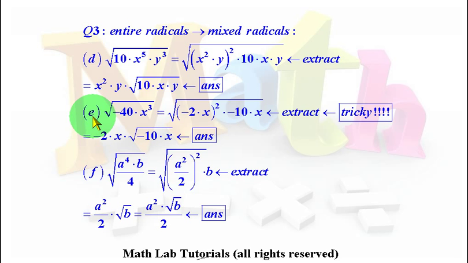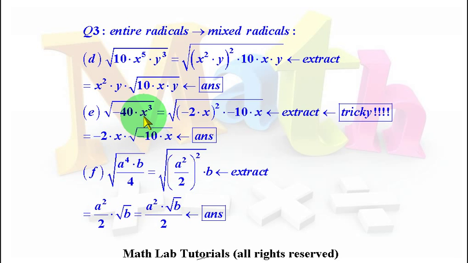Now part E over here is a little bit on the tricky side. Forget about converting this entire radical to a mixed radical for now. We have the square root of minus 40 dot x to the power of 3. We already have a minus sign here. We know that the argument of any square root has to be greater than or equal to 0. So if this is already a negative in here, in order for the argument to be greater than or equal to 0, then x has to be negative.